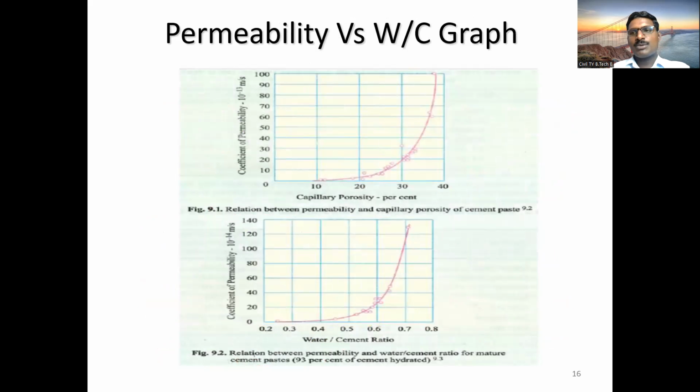Then this graph shows permeability versus the water cement ratio. The water cement ratio is a very important factor which affects durability, and if we can maintain it, permeability is again very important. In this graph, on the x-axis the porosity is given, and on the y-axis the coefficient of permeability is shown. So the water cement ratio and permeability graph is shown here.